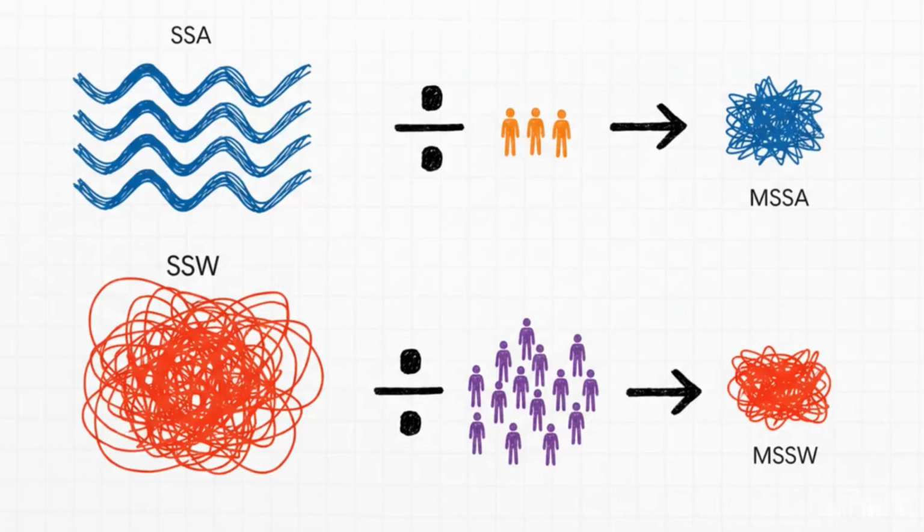With those degrees of freedom, we can now calculate our mean squares. And honestly, all this is, is an average. We take our signal sum of squares and divide it by its degrees of freedom. We do the same thing for our noise. These two new numbers, MSSA and MSSW, are our final polished measures of signal and noise.